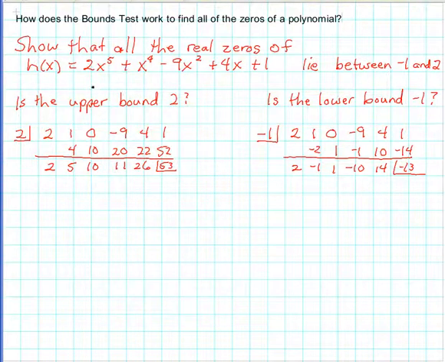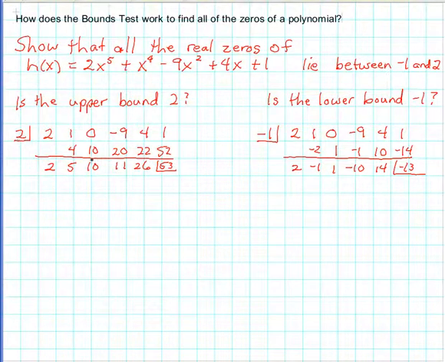Okay? And so here I have a polynomial, 2x to the fifth plus x to the fourth minus 9x squared plus 4x plus 1. And we want to show that all of the real zeros of this polynomial, real zeros, x-intercepts, lie between -1 and 2. Well, 2 would be an upper bound and -1 would be a lower bound. So let's try the upper bound test.